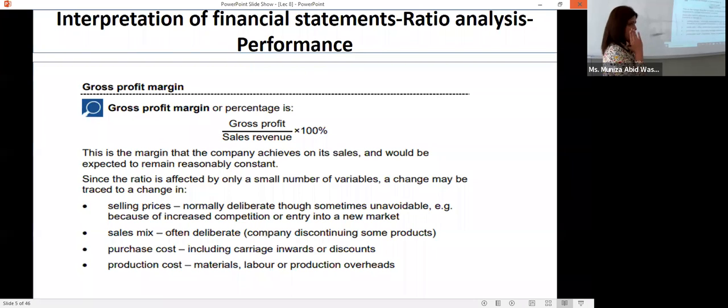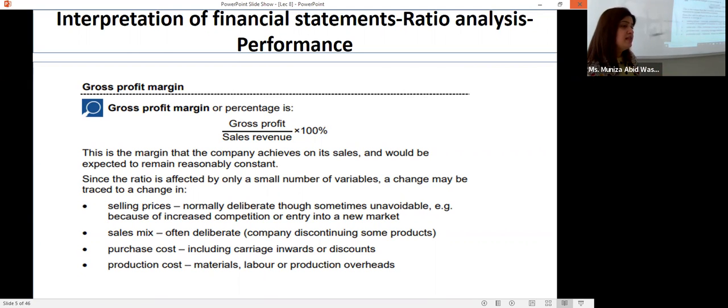All of the ratios which you are going to calculate under performance, except net assets turnover, will be in percentage form. So what your book says about it: this is the margin that the company achieves on its sales, and it would be expected to remain reasonably constant. Reasonably constant means that there could be a 1% or 2% increase or decrease. If the increase or decrease is more or lesser than that, then you have to seek deeply what the reasons behind it are. Since the ratio is affected by only a small number of variables, a change may be traced to a change in selling prices.